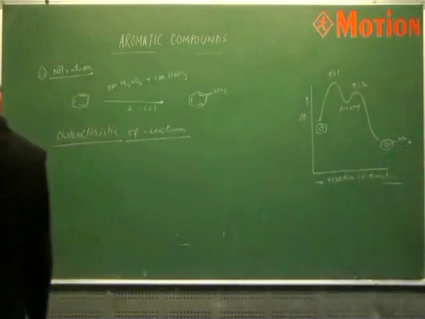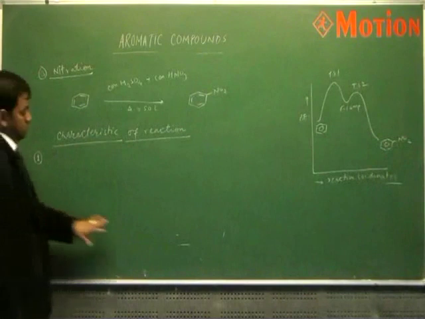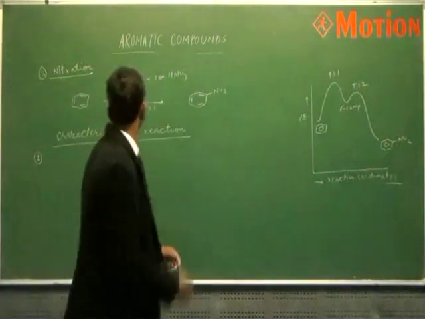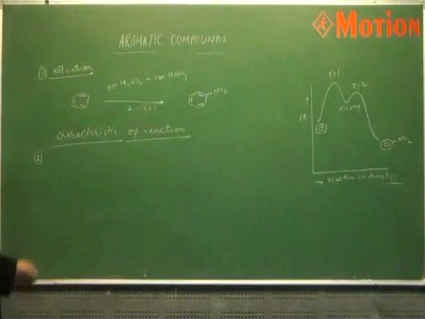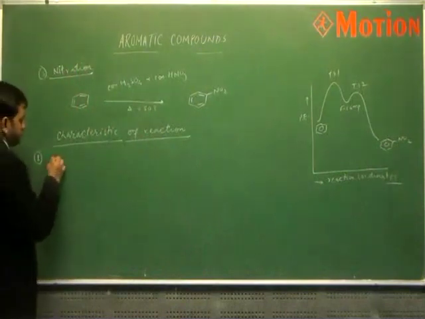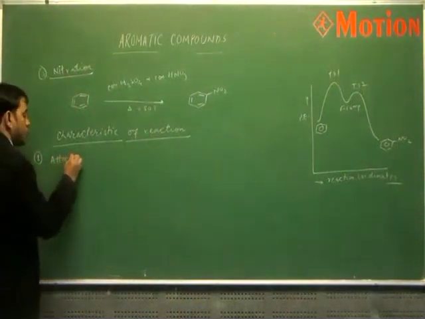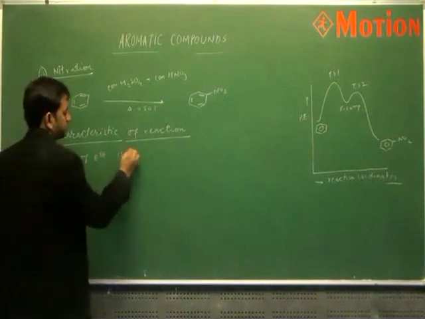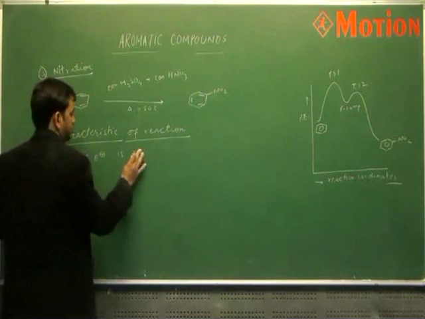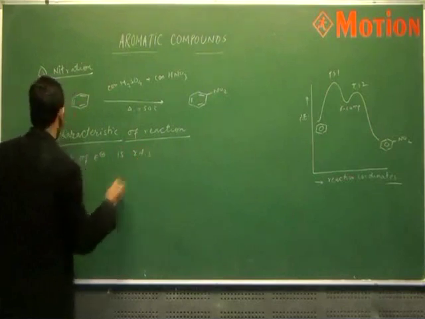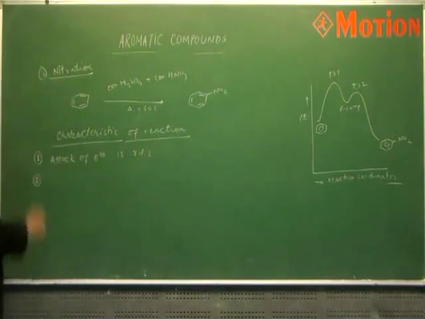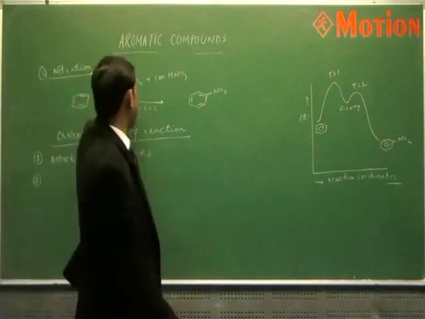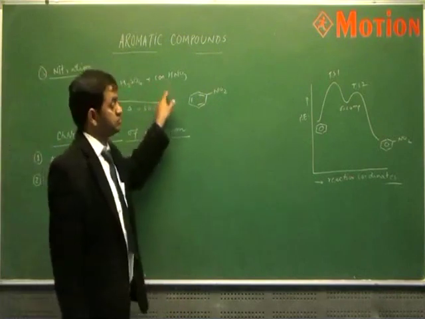See the characteristics of reaction. First, attack of electrophile is the RDS. Second, out of these two acids, one acts as acid, another acts as base.